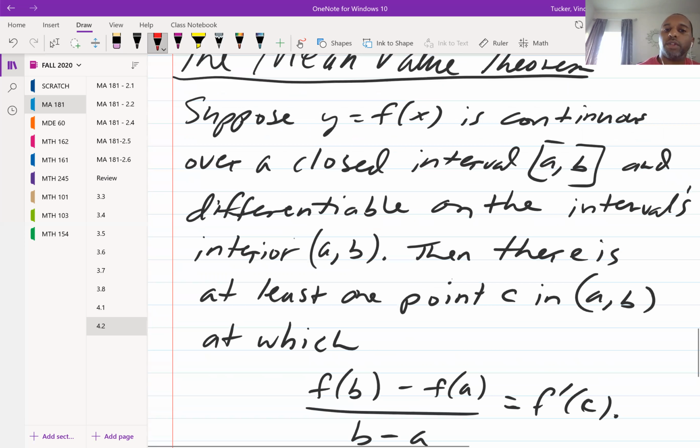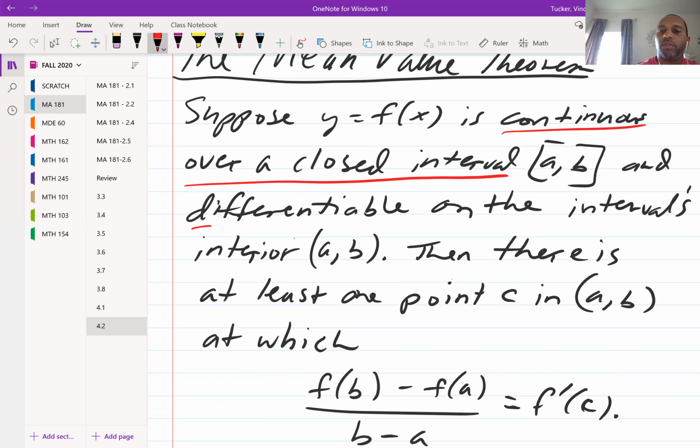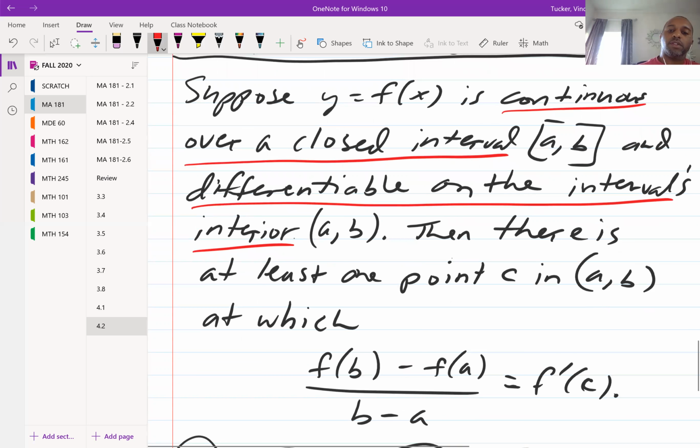Also in this, let's suppose that it is continuous over the closed interval and differentiable on the interval's interior. So that's key in the characteristic of f of x. It has to be continuous over the closed interval and differentiable on the interval's interior in order for this relationship to hold true.